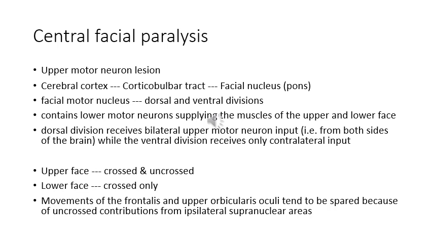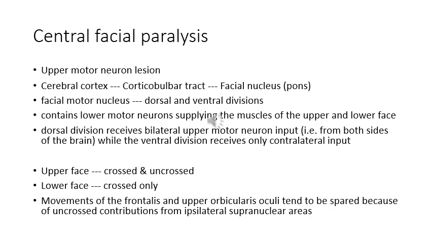You can see that the dorsal division receives a bilateral upper motor neuron input, that means from both sides of the brain. That's the dorsal division of the nucleus. It receives input from the bilateral upper motor neuron, that is from both sides of the brain, while the ventral division receives input only from the contralateral side, or the opposite side of the brain. So as a result of this, we can see that the upper face has crossed and uncrossed connections.